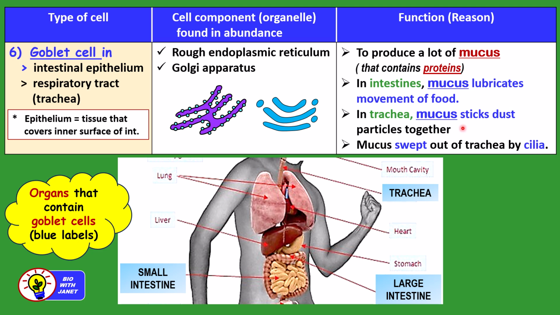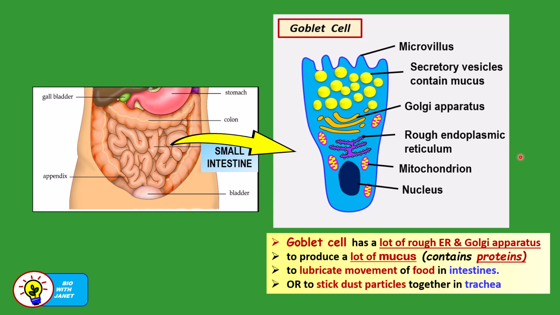So in this way, the mucus helps to filter the air that flows through the trachea before the air enters the lungs. Now, this picture here shows you a few organs that contain the goblet cells, namely the trachea or windpipe, the small intestine here, and the large intestine. So this picture shows the structure of one goblet cell. The pattern looks like that of a foot, right, the sole of a foot, tapak kaki.